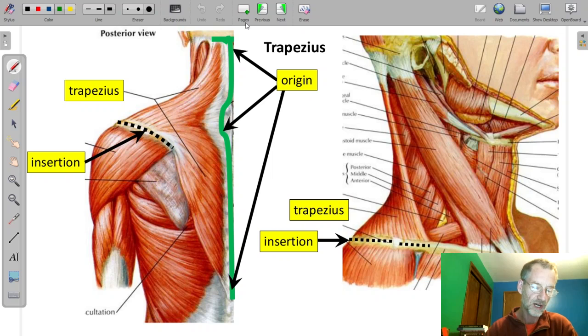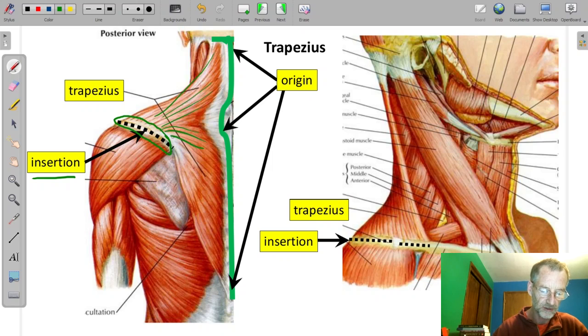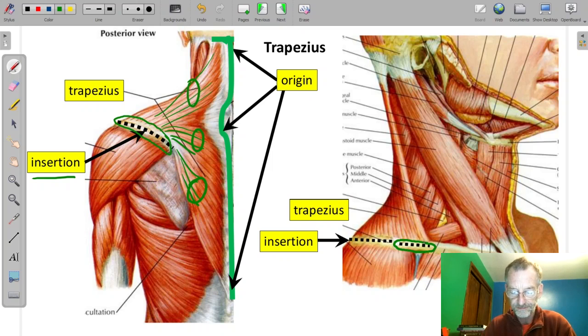They insert on the spine of the scapula, which is indicated in the left-hand figure with the dashed line, posterior view. So there's the spine of the scapula. And the superior fibers and all these are running up to it. So you can move the scapula in lots of different directions depending on which fiber groups are contracted. And it wraps around the shoulder anterior a little bit and inserts on the lateral extremity of the clavicle. So that's the trapezius. And I think we're going to stop.